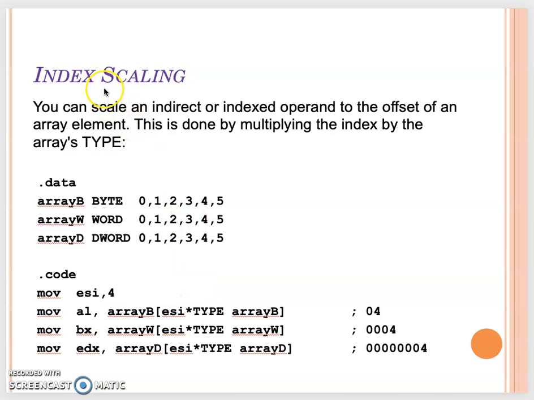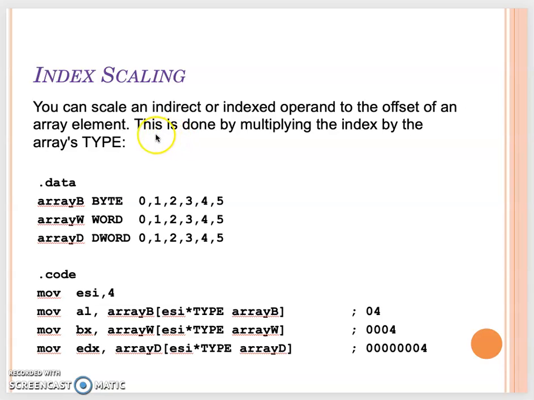Earlier, we talked about index addressing. So here, let's talk more about index scaling. From before, you can see if we want to have an indirect or index operand, we always need to add the corresponding size of the value to the offset. So that's why you can scale an indirect or indexed operand to the offset of an array element.